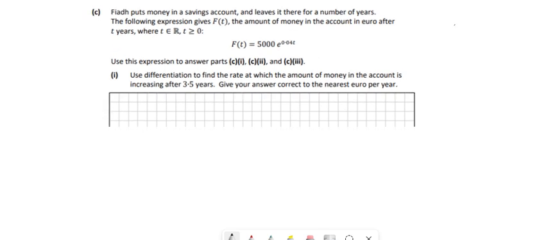Right, so first part of part C then. So now we're getting on to differentiation. So all you have to do here is differentiate that. So we're getting f dash t.